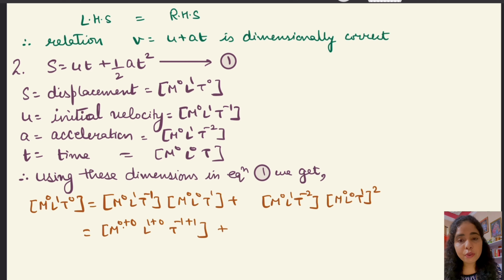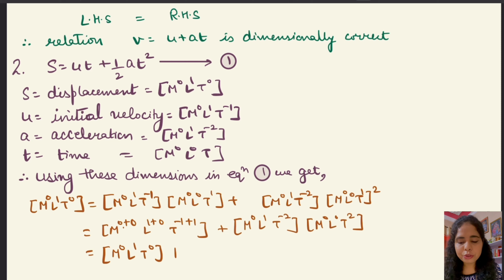m0 plus 0, L1 plus 0, T minus 1 plus 1, plus we have m0 L1 T minus 2, and here we are having square, so m0 L0 T2. So 0 into 2 is 0, 0 into 2 is again 0, so 1 into 2 is 2. Therefore, we will rewrite it as m0 L1 T0 plus m0 L1 plus 0. We will add up again the powers, then m0 plus 0, L1 plus 0, T minus 2 plus 2. Now again rewriting, we are having m0 L1 T0 plus m0 L1 T0.